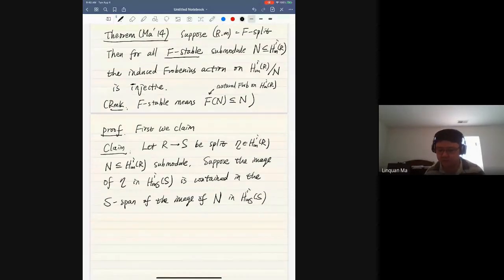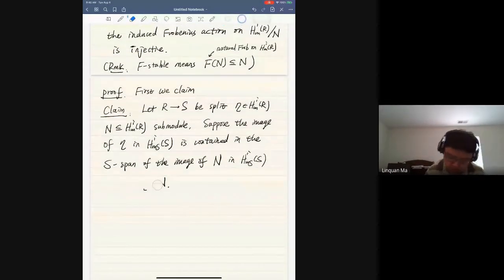So the image of N inside this H^d_m(M⊗S), it may not be an S submodule, but I just look at the span of all these, just look at the S span of that image. That's going to be an S submodule. So suppose the image of eta is in the S span of the image of N. Then I want to conclude eta is contained inside it. Okay, so that's the claim.